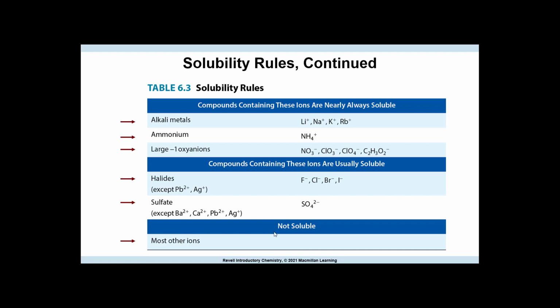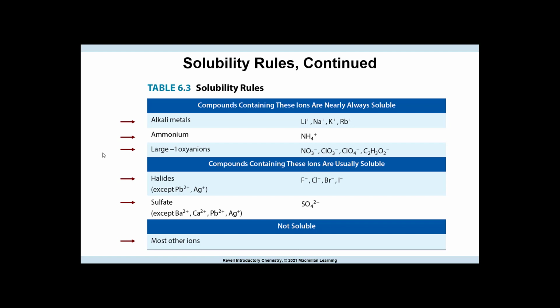So let me start at the beginning. Alkali metals are nearly always soluble. Compounds containing ammonium are always soluble. Here's ammonium, it's just going to go down. Compounds containing the large oxyanions nitrate, chlorate, perchlorate, and acetate are always soluble. Compounds containing sulfate are usually soluble, but there's an exception when it's bonded to barium, calcium, lead, and silver.